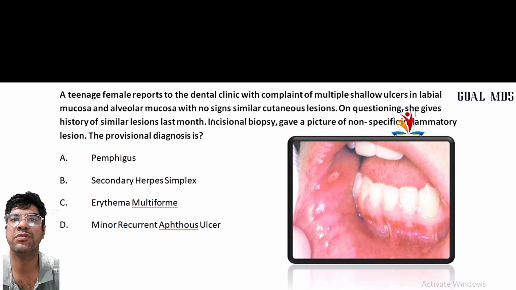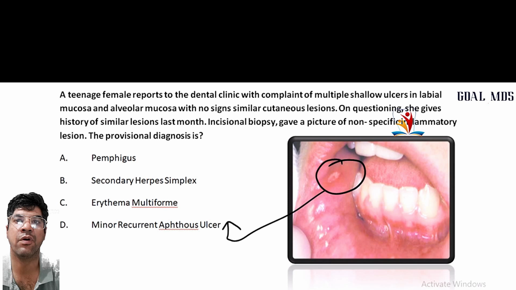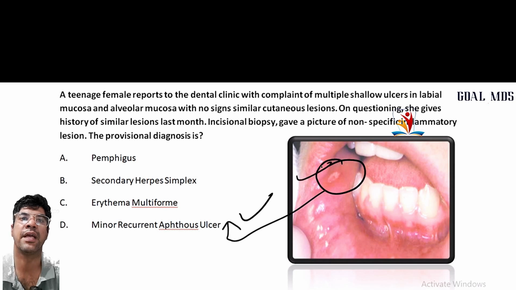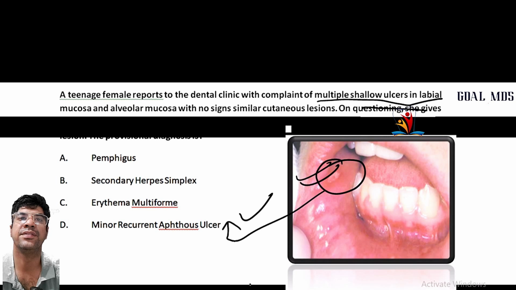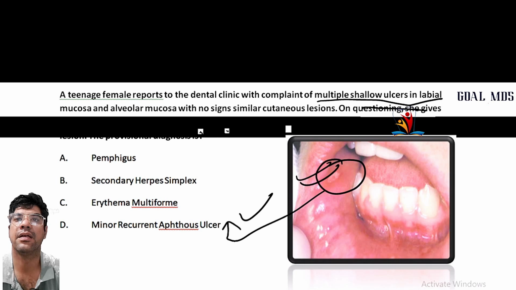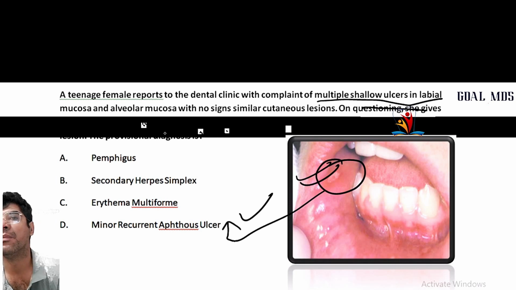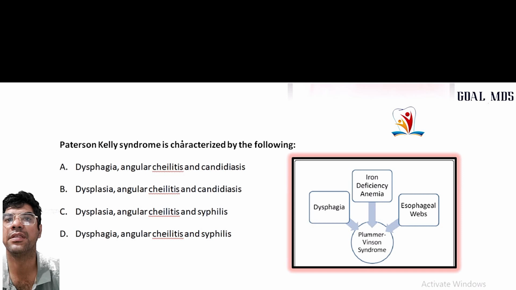A teenager reports to the dental clinic with a complaint of multiple shallow ulcers in the labial mucosa and alveolar mucosa, with no similar signs, cutaneous lesions. So an incisional biopsy will give a picture of non-specific inflammatory lesions. The provisional diagnosis is minor recurrent aphthous ulcers. So these are more frequent ulcers that could be seen, multiple shallow ulcers, that confirm the diagnosis of minor recurrent aphthous ulcers.